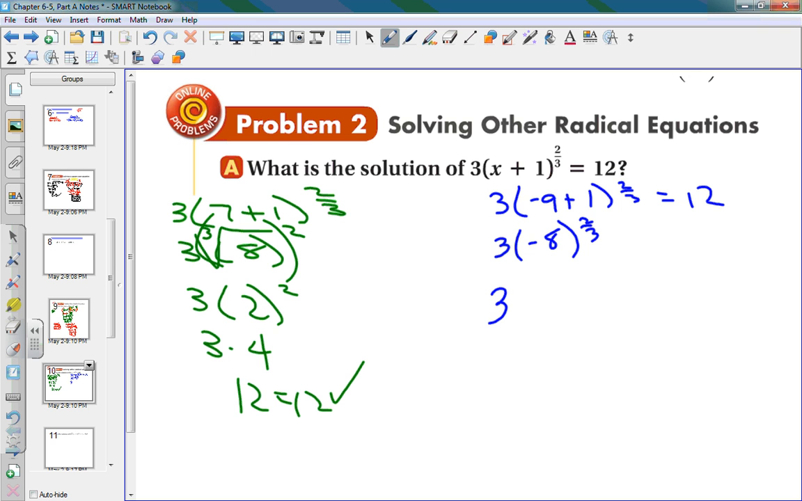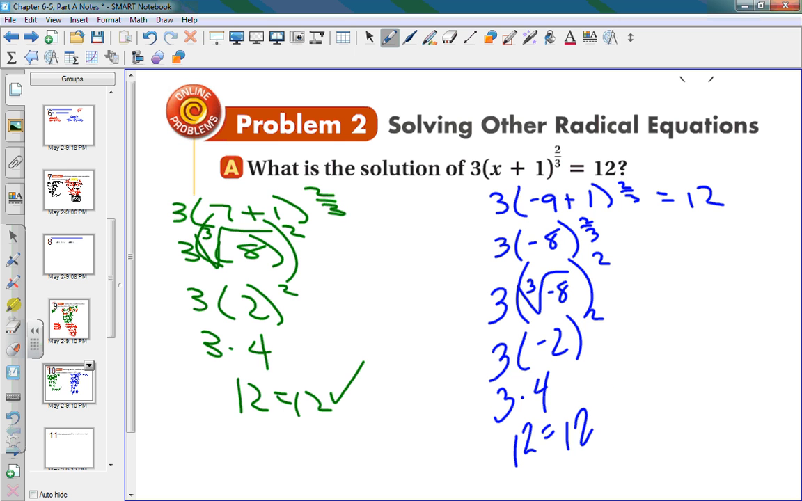Cube root it first. And what is the cube root of negative 8? Negative 2. Negative 2 squared is? 3 times 4 is? 12. It is a true statement, both of those work. Do we understand why you have to check your answers?